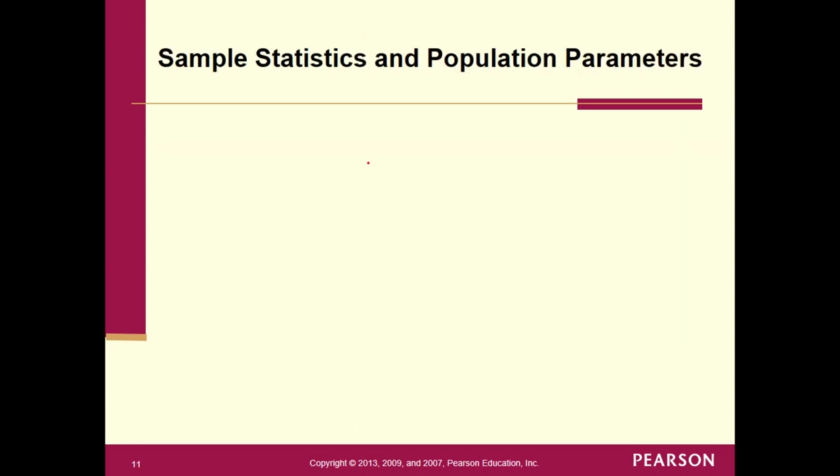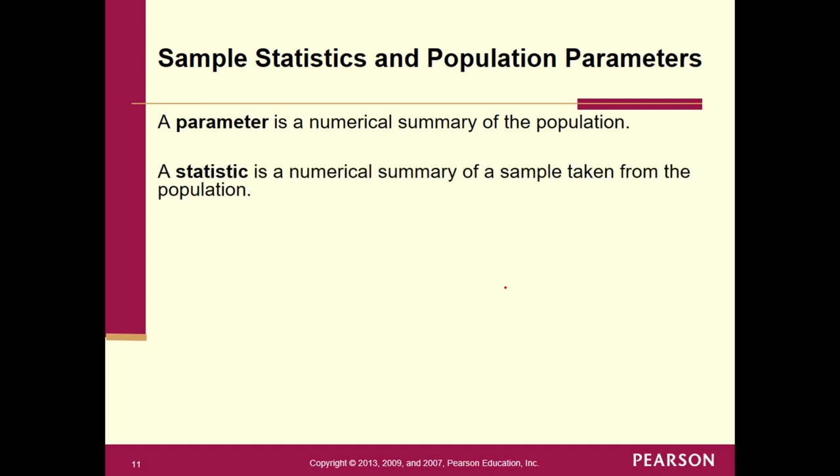Okay, so we have sample statistics and population parameters. A parameter is a numerical summary of the population, and a statistic is a numerical summary of a sample taken from the population. So in other words, here's the cool thing: parameters start with a P, and they come from populations.